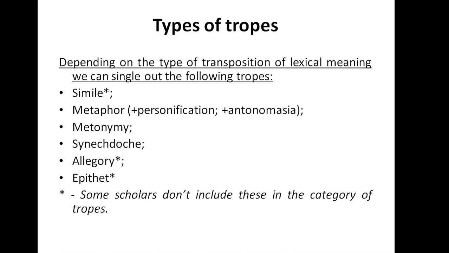Types of tropes. Depending on the type of transposition of lexical meaning, we can single out the following tropes: simile, metaphor, personification, antonomasia, metonymy, synecdoche, allegory, epithet. Some scholars don't include this in the category of tropes.